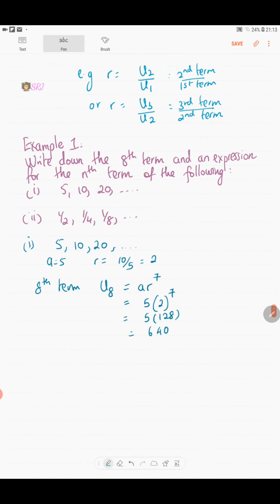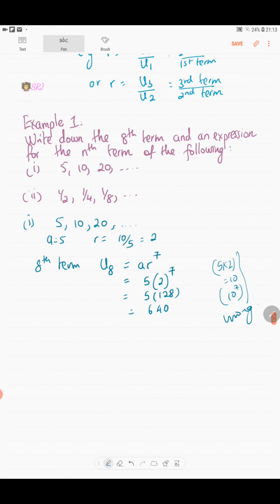So here we must be cautious. Only 2 has power 7. So we cannot multiply 5 times 2, obtain 10, and then take power 7. This is wrong. And also we have to find an expression for the nth term. The nth term, that is u_n, is equal to ar^(n-1). So 5 times 2^(n-1). We leave it as such.